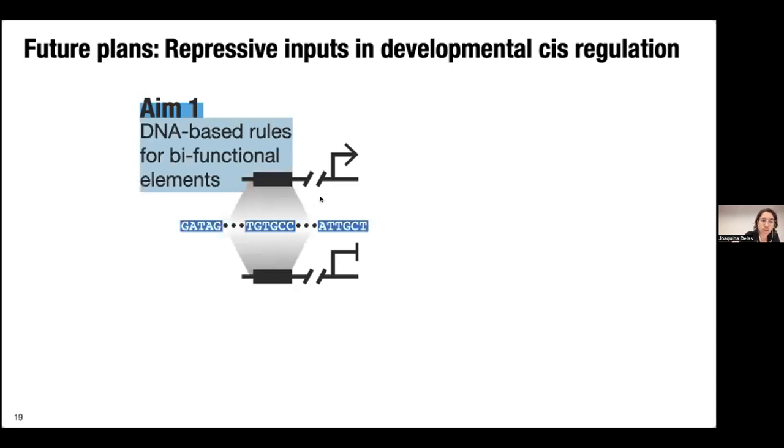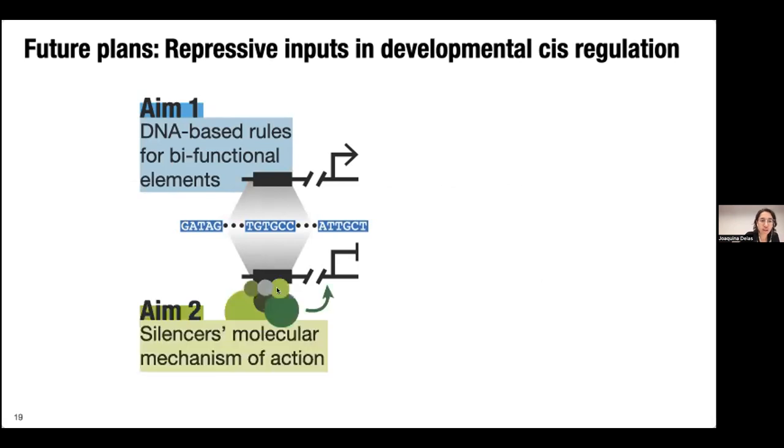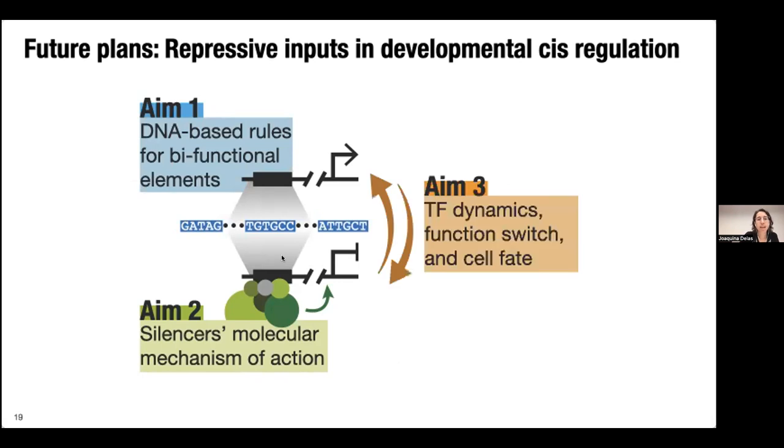So what I would like to do is use these elements as a model to try to understand the logical rules that drive these different functions, use them to understand the molecular mechanisms, whether they act locally or distally, and what complexes and cofactors are required for the action. And then I would like to explore this idea of potential plasticity by connecting transcription factor dynamics and function switch that eventually leads to this cell fate acquisition.